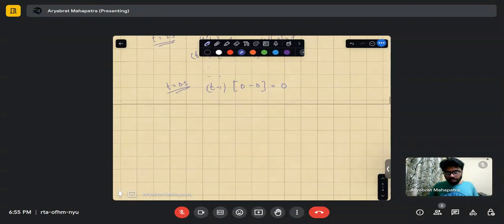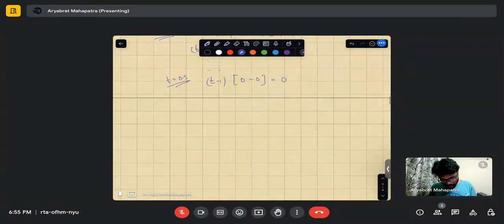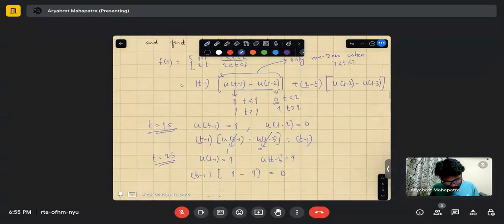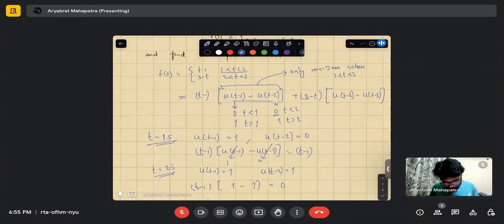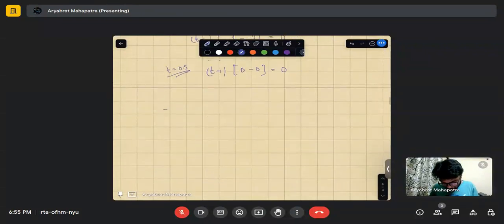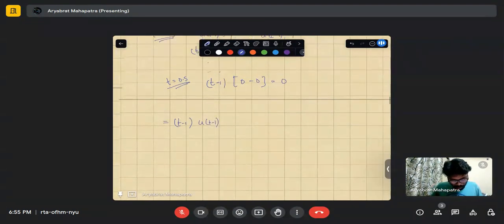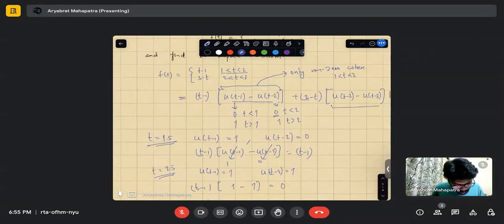So yeah, as I wrote here, from here I can write t minus 1 u of t minus 1. The same way, you can also comment for this. So this will be only non-zero when your t is between 2 and 3.